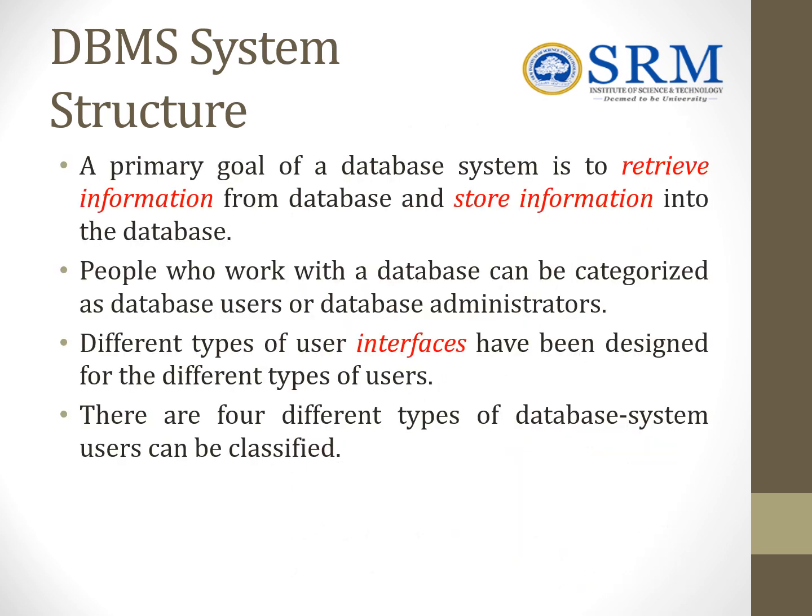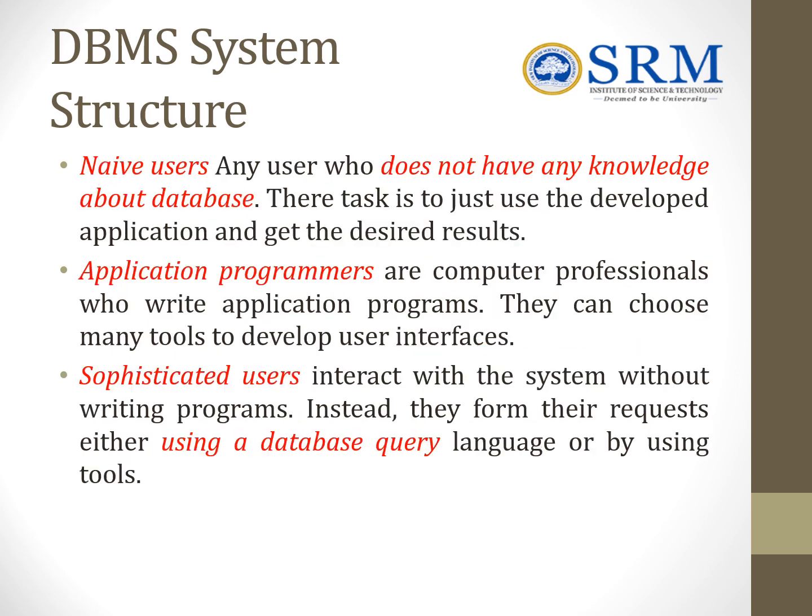The primary goal of the database system is to retrieve information from the database and store information in the database. People who work with the database can be categorized as database users or database administrators. Different types of user interfaces have been designed for different types of users. There are four different types of database system users. The first is the naive user. Any user who does not have any knowledge about the database can work with the database, and is so called a naive user.